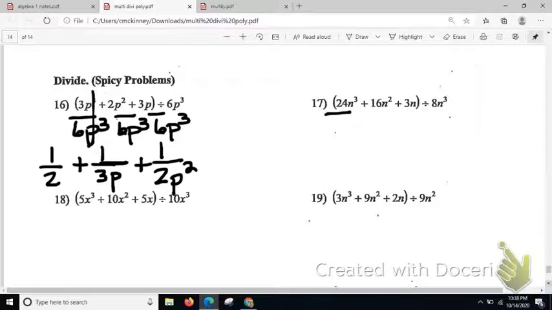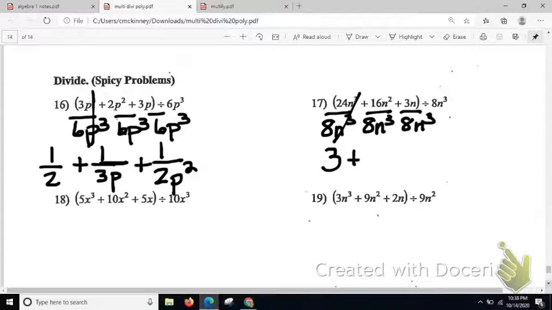Sometimes they won't even reduce. So here we're dividing by 8n to the third. So 24 divided by 8 is 3, and the n cubes cancel. 16 divided by 8 is 2, but then the higher power of n is in the denominator, so it's going to look like that. And then 3 over 8, that doesn't divide and it doesn't reduce. It's just going to stay 3 over 8. And then the higher power is in the denominator, so there's going to be an n to the second down here in the denominator below, with the 8 below the 3.